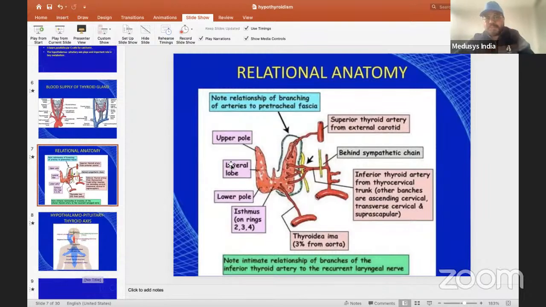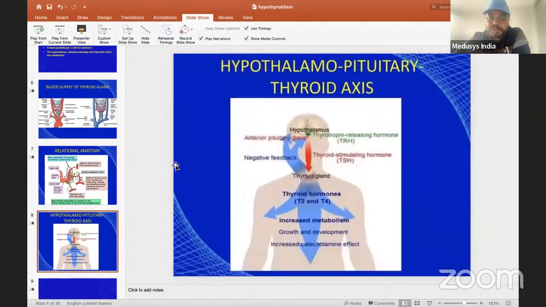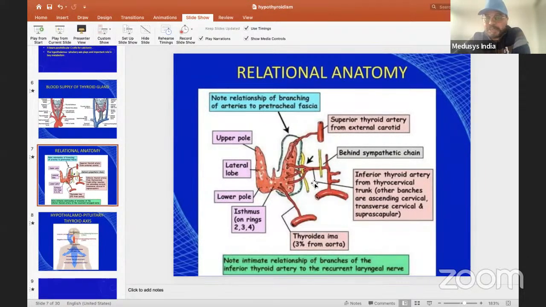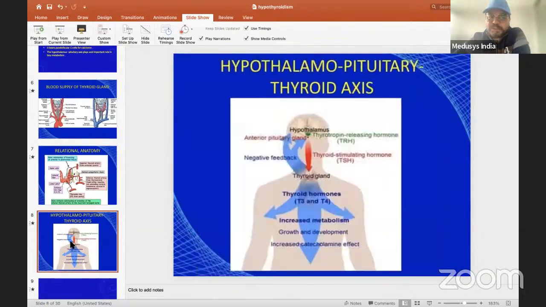Just feel that here is a superior pole, lateral pole, and lower pole. And this is the recurrent laryngeal nerve, which is in very close relation to the inferior thyroid artery from the thyrocervical trunk. And the superior thyroid artery is from the external carotid artery, which is not in close relation to any of the nerves. So while we are dissecting the artery and taking care of the blood supply, it is very common to get recurrent laryngeal nerve damage.